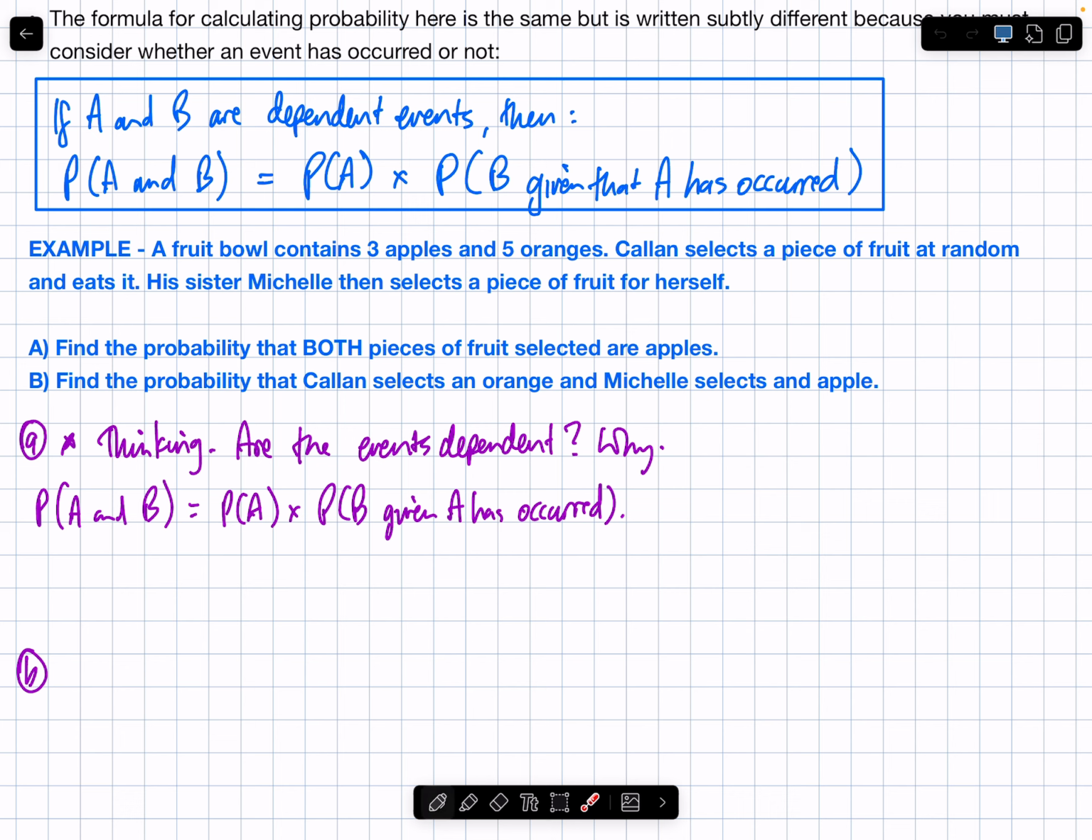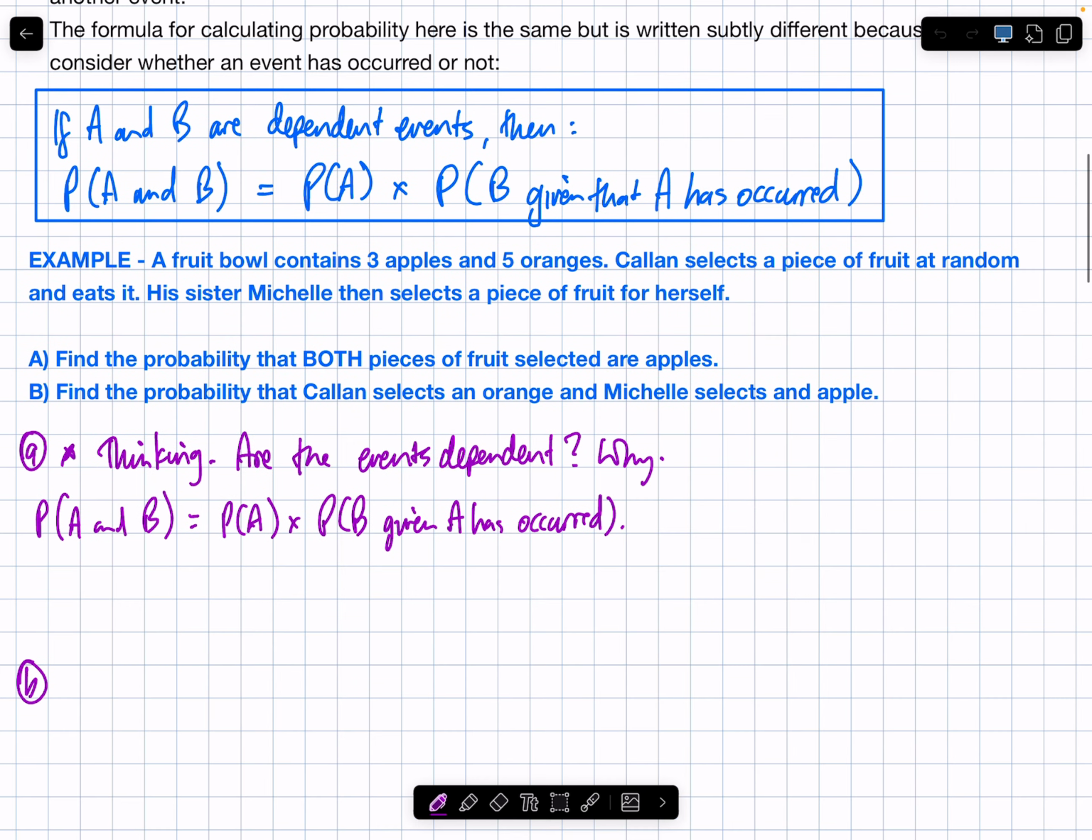What is the first thing that's occurring? So the question states that Cullen is selecting a piece of fruit first. So a probability of apple and apple. What's the probability of Cullen getting an apple? 3 out of 8. So you corrected it because it's not out of the number of oranges, it's out of the total number of fruit.